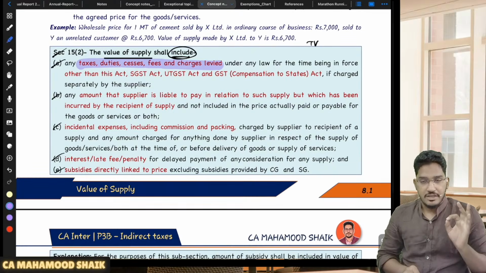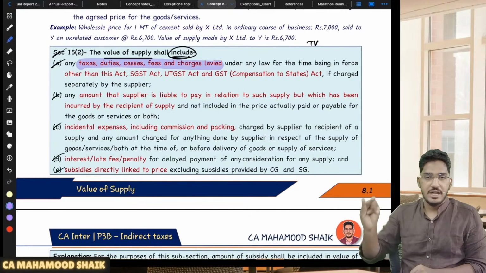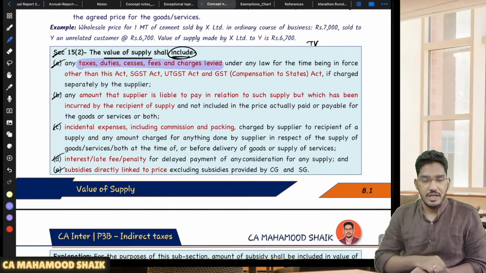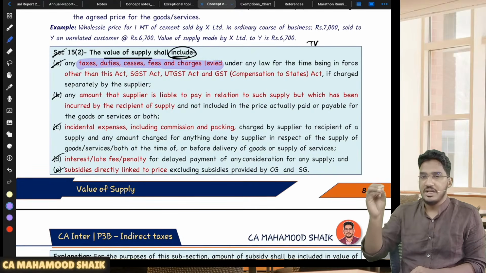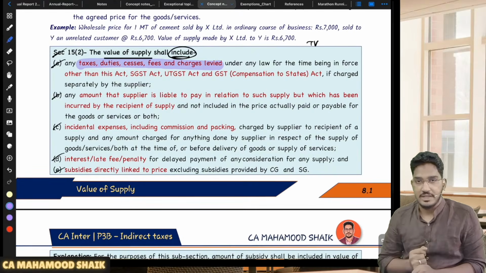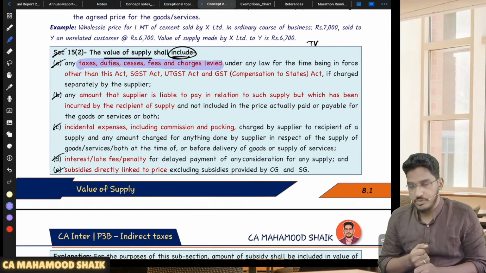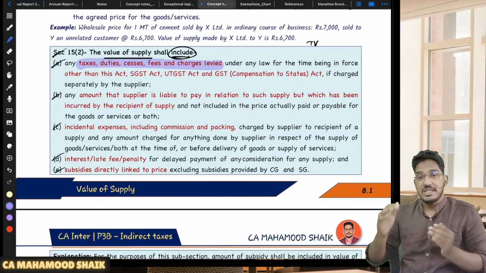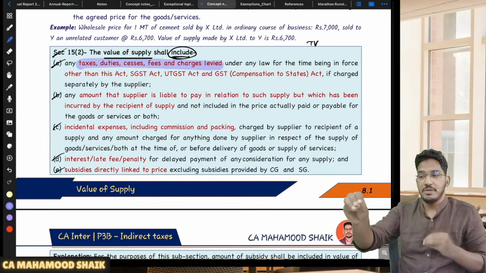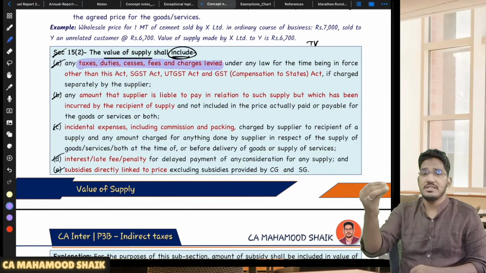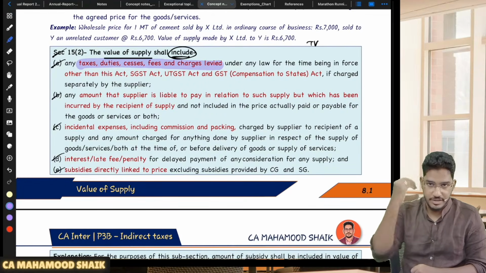So if the supplier is collecting from you, apart from the consideration, any tax, any duty, any cess, any fee, any charge under any law for the time being in force, except CGST, SGST, IGST, UTGST or GST compensation cess, that tax is required to be added. Any tax collected by the supplier. Only when collected, guys. Sometimes in the examination they will try to confuse you. They will say that there is a tax which has been paid by the supplier to the government, but that supplier did not collect that amount of tax from the recipient. Don't add it. Only when the supplier has collected the amount of tax from the recipient in addition to the transaction value, then only you are required to add it.